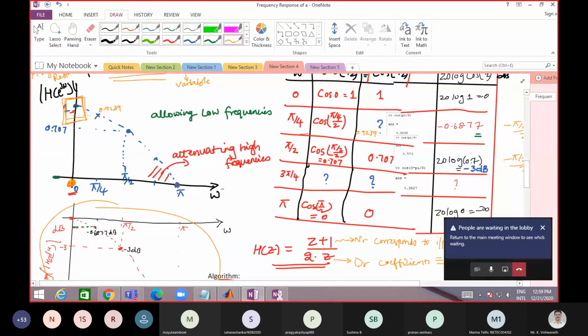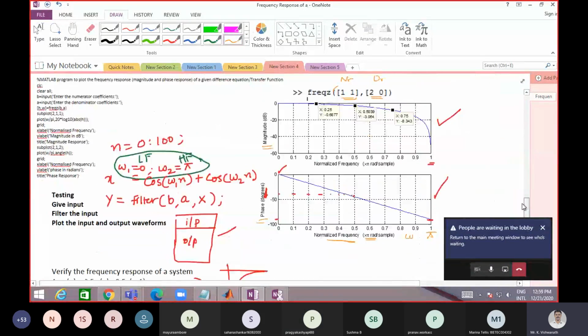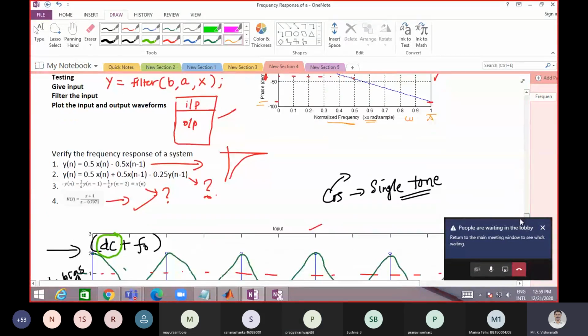Whereas the high frequency term will be attenuated by a multiplication factor. What is the amplitude here? 0. Therefore, the high frequency term will be multiplied by 0.